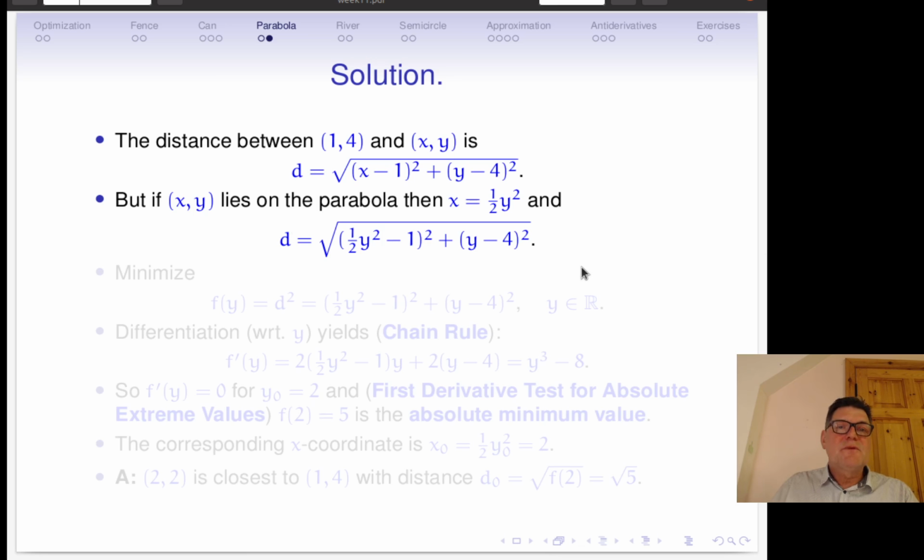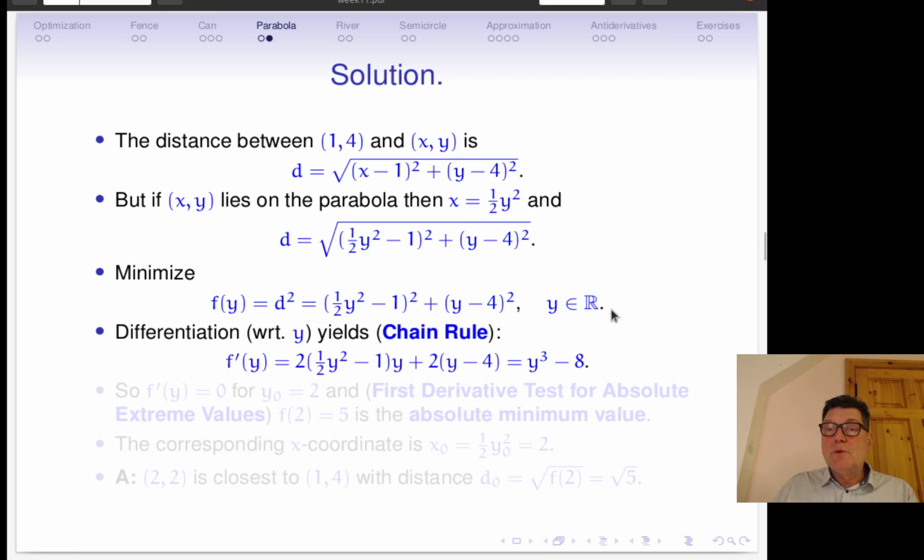Actually, to save us some trouble, we minimize the square of d rather than d itself. Then we get rid of this square root, and if you think about it, finding the place where the square takes its minimum should give us the point where d itself takes its minimum. So here the domain of y is all of R.